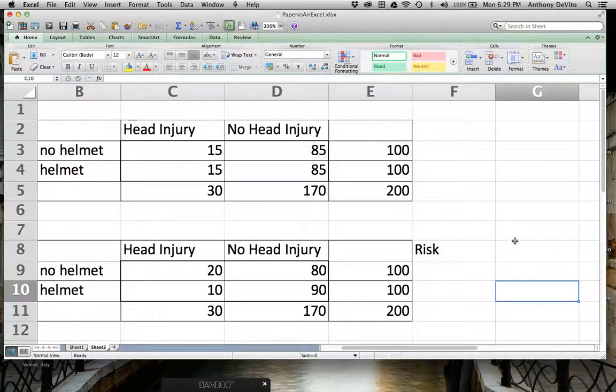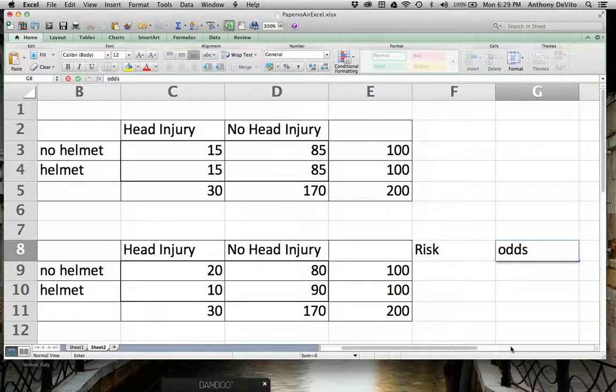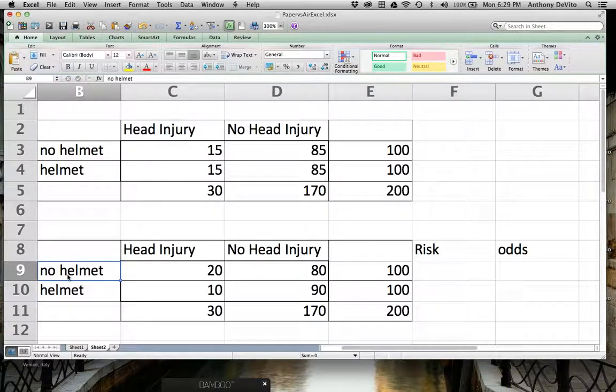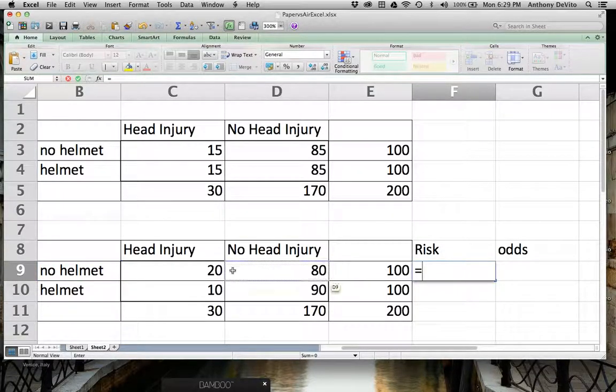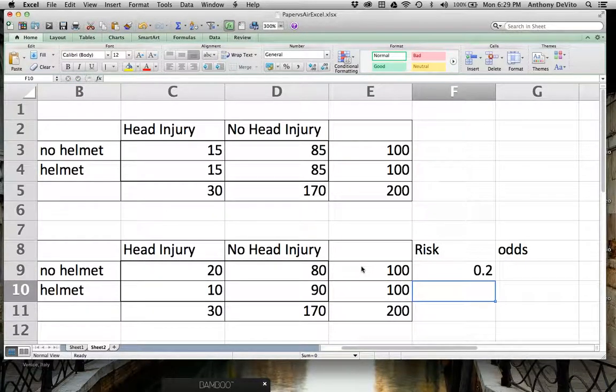You talked about risk and you talked about odds upstairs. Okay? Risk is the probability of having a bad outcome, right? This head injury, if you have either an exposure or no exposure. So if you have an exposure, which in this case is not wearing a helmet, your risk of having a head injury is going to be equal to 20 over 100. 100 people not wearing a helmet, 20 of them have head injury, the risk is 20%, 0.20. Okay, the risk if you're wearing a helmet is 10 out of 100.